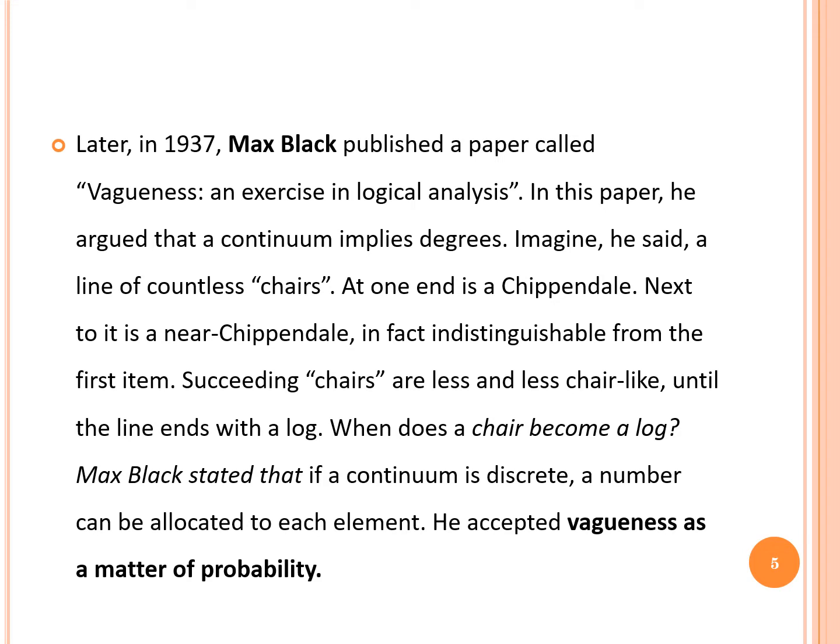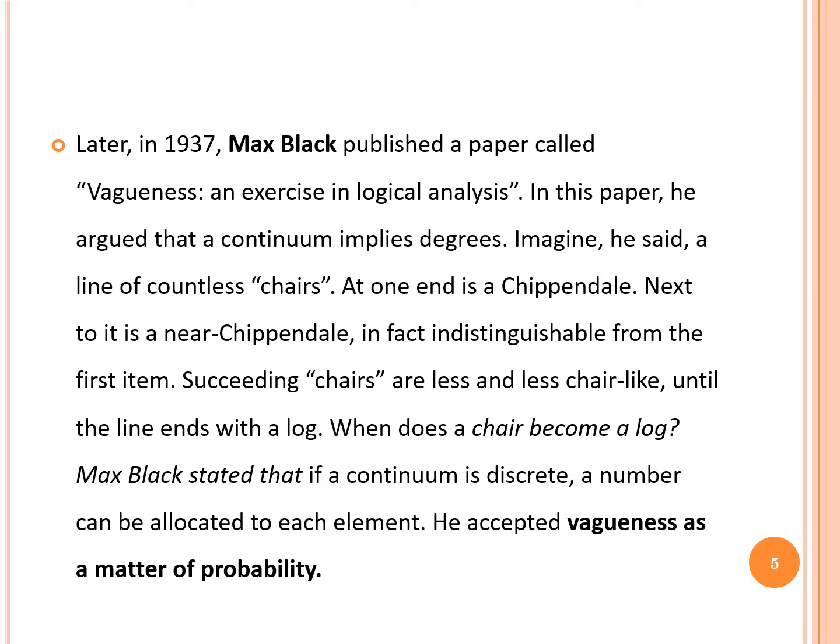Imagine, he said, a line of countless chairs. At one end is a Chippendale. Next to it is a near Chippendale, in fact indistinguishable from the first item. The succeeding chairs are less and less chair-like until the line ends with a log. When does a chair become a log?